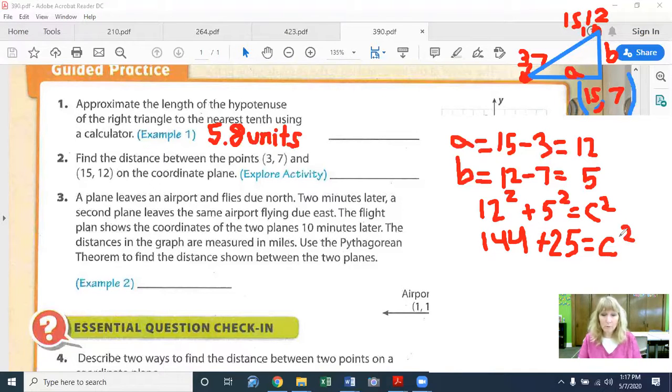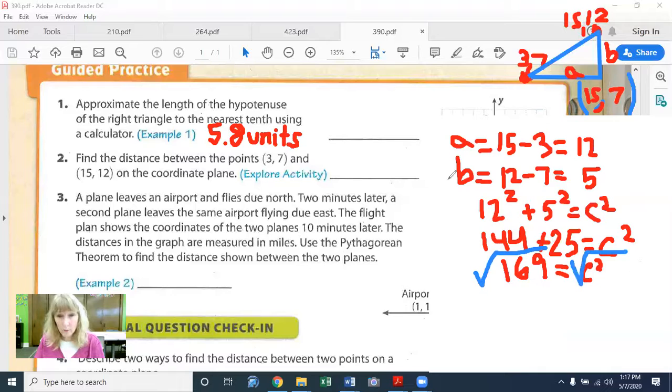Okay. So 144 plus 25 is 169. And you may not notice that that is a perfect square. Anybody know what that perfect square is of 169? I know you're all thinking, yeah, I knew that right away, right? The square root of 169, I'm going to move myself over here again, is actually 13, and that is a famous triangle. So C is equal to 13.